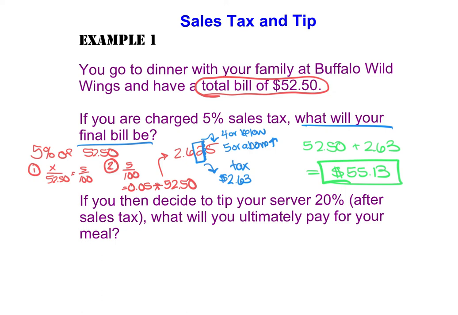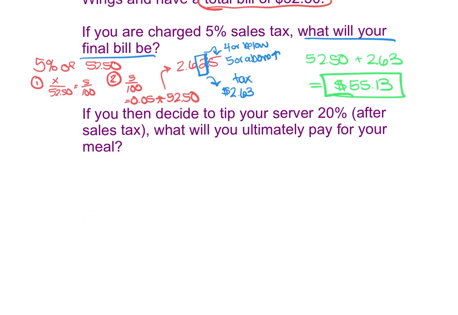So that's the first part here, is calculating our bill with tax. Now, the second part here says if you then decide to tip your server 20% after sales tax. Now, this is done different ways. I tend to tip after sales tax, but others tend to tip before sales tax. There really isn't a right or wrong way to do it. We just need to be consistent so that we know kind of what's expected.